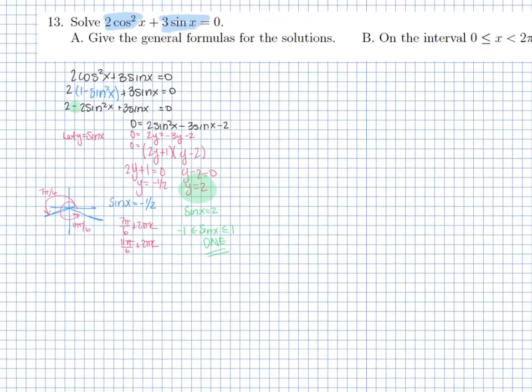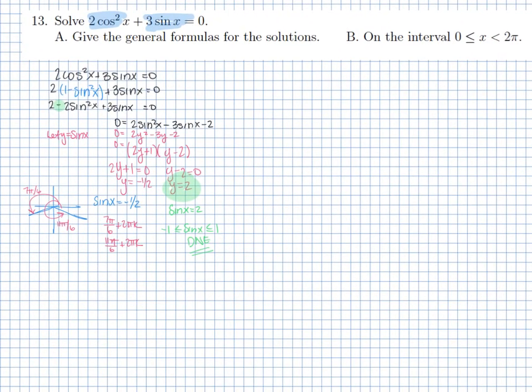Now let's look at part B, where we're asked to find our values on the interval from 0 to 2 pi. And in fact, just like in number 12, we need to let k equal 0. If k equals more than 0, we're adding a positive number to 2 pi. That's not going to work for us. So we get 7 pi over 6 and 11 pi over 6. Those are our two answers.